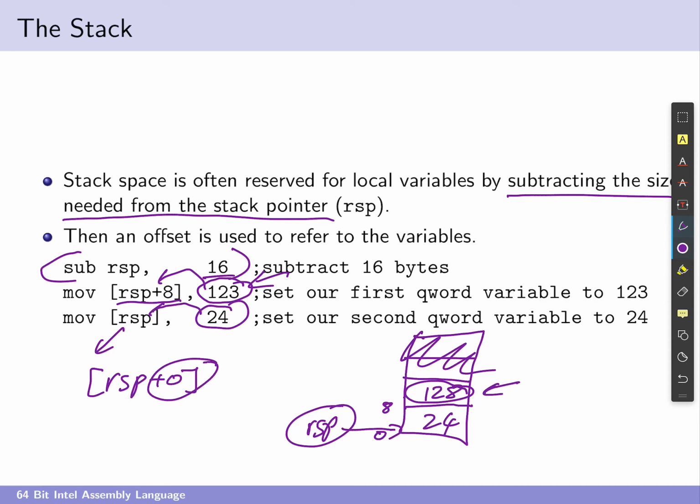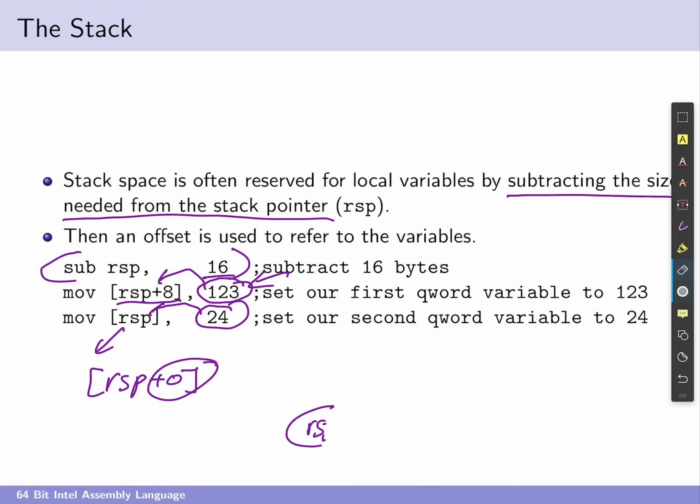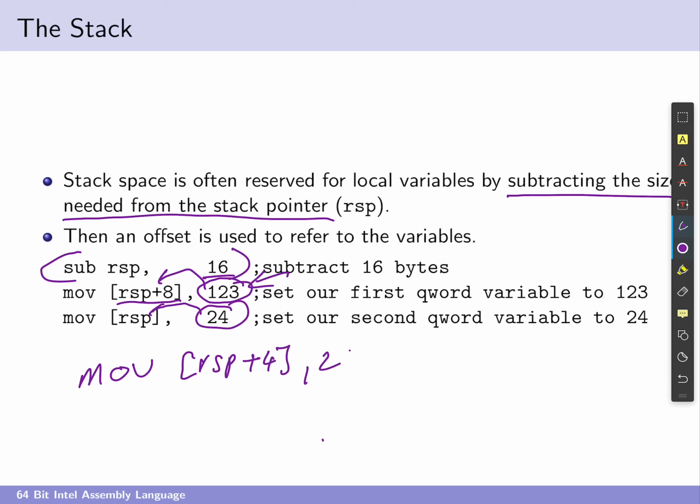Now, this can lead to certain issues because I have the intention here of saving two 64-bit values. So what would end up happening if, instead of using the correct offset, I did something like this, if I had move RSP plus 4, 24? What would actually end up happening is that I would end up interacting with the other register unintentionally, or the other bit of memory. So that's something to keep in mind.